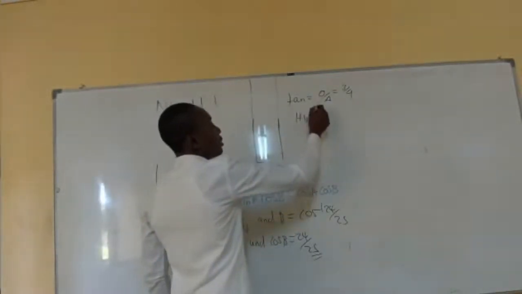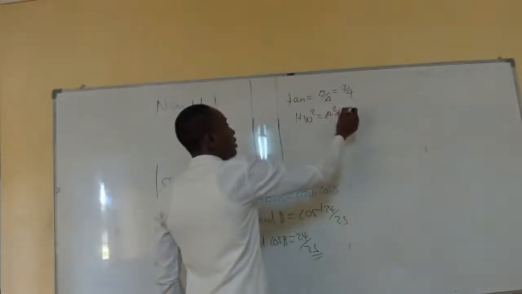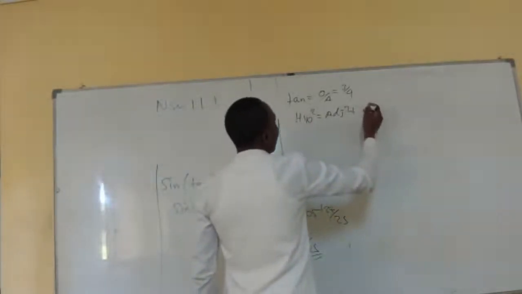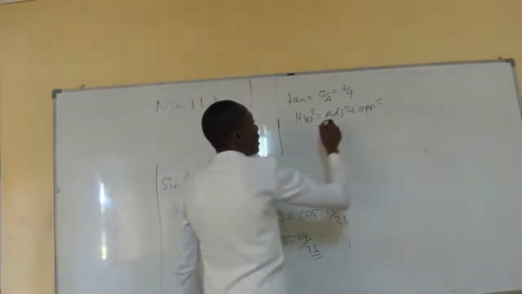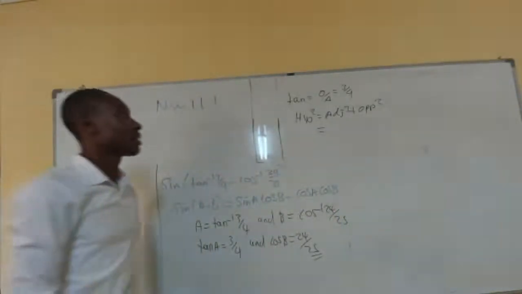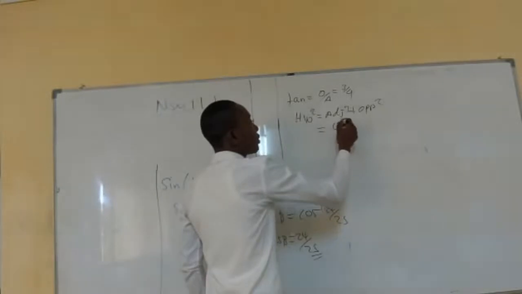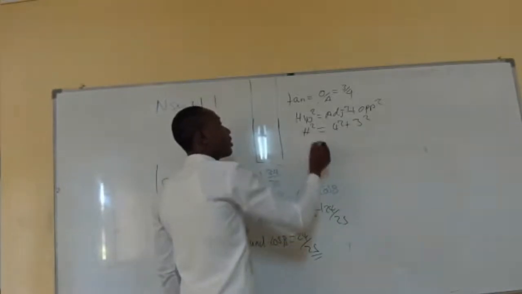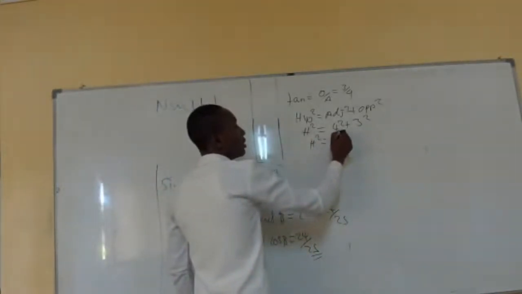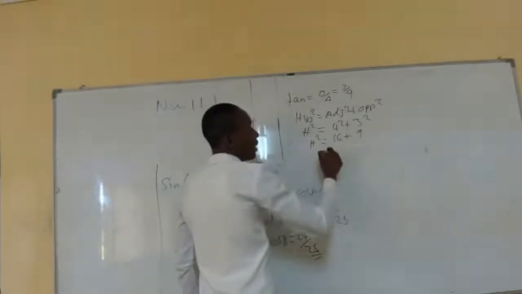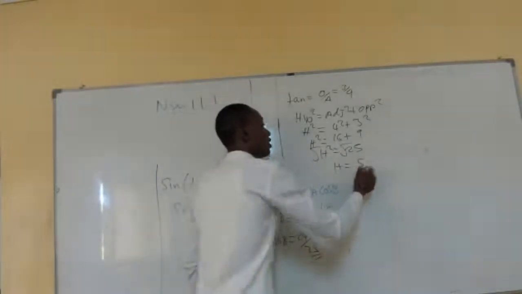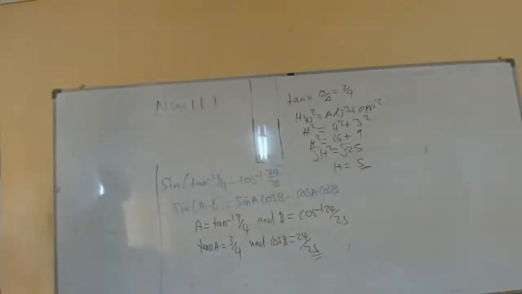We know that hypotenuse squared is equal to adjacent squared plus opposite squared. So h squared is equal to 4 squared plus 3 squared, which is 16 plus 9. h squared is equal to 25. Root, so h is equal to 5. That is the value for h, right? That's how you go about these things.